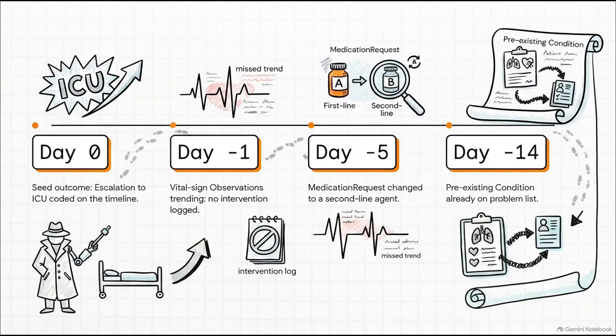Moving back in time, the system uncovers a missed vital trend on day -1, where no intervention was logged. By day -5, it flags a medication switch to a second-line agent. And all the way back on day -14, it notes a pre-existing comorbidity that was already on the patient's problem list. It's essentially a reverse chart review, assembling the exact chronological evidence trail leading up to the crash.